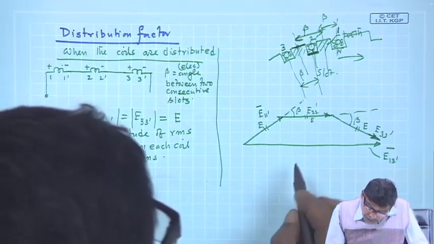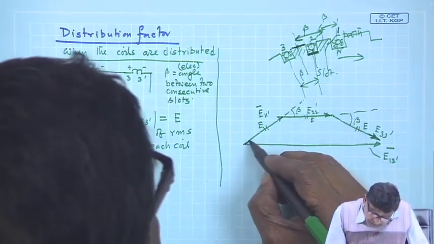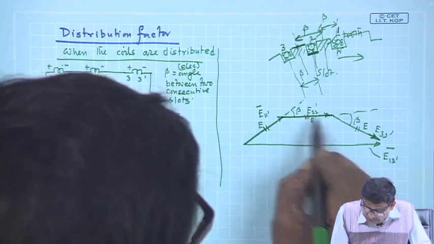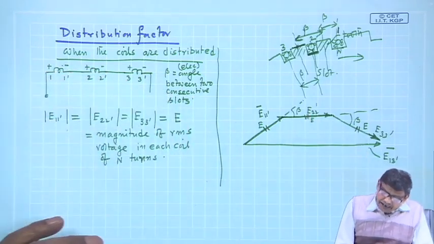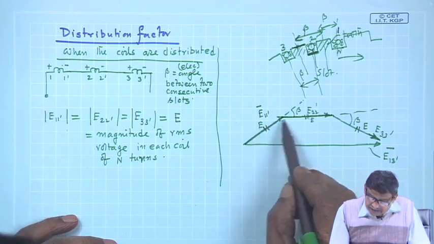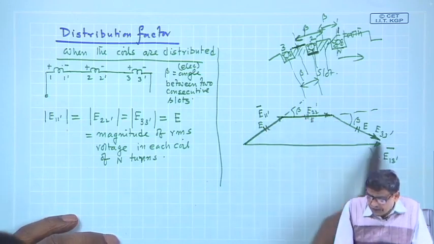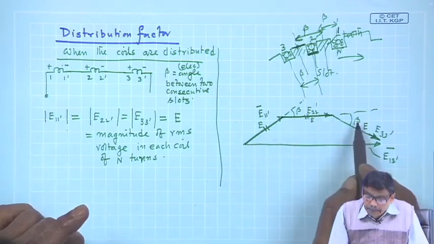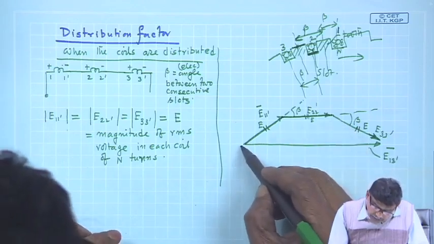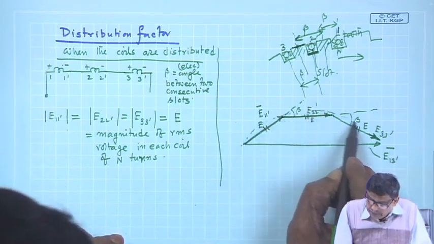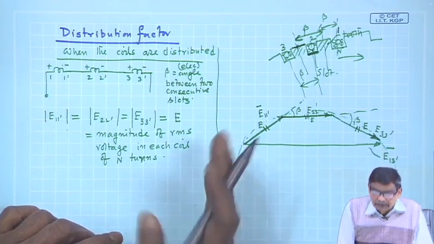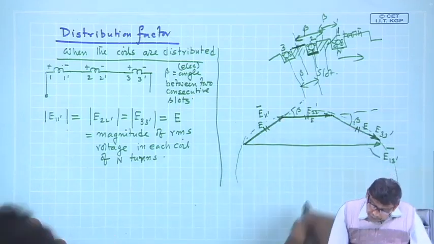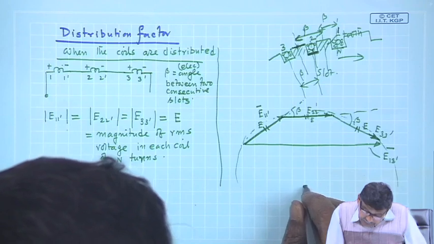Now, these angles are beta. Now, you see these sides are equal here. Therefore, it looks like it is sort of going to give you a regular polygon, each of length E, and regular polygon will have a circumscribing circle like this, I can imagine. The tip of each phasor will lie on that circle. Suppose the center of the circle is here, O.